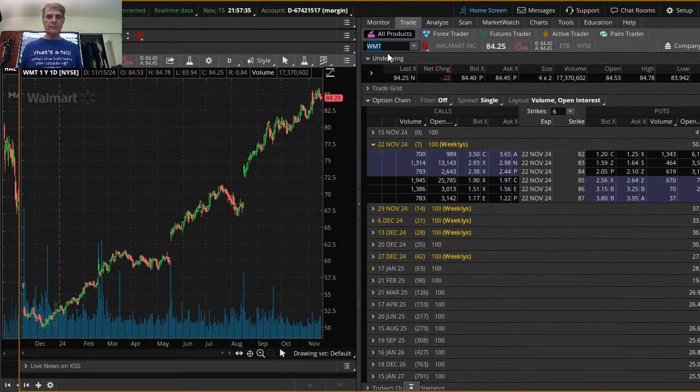WMT. That's going to be a big fat no. And the reason why I say no to that is I don't like buying at the high of the year. I mean, look at the movement. It went from $50 all the way to $85. That's a $35 increase, which is about a 75% increase in a year.